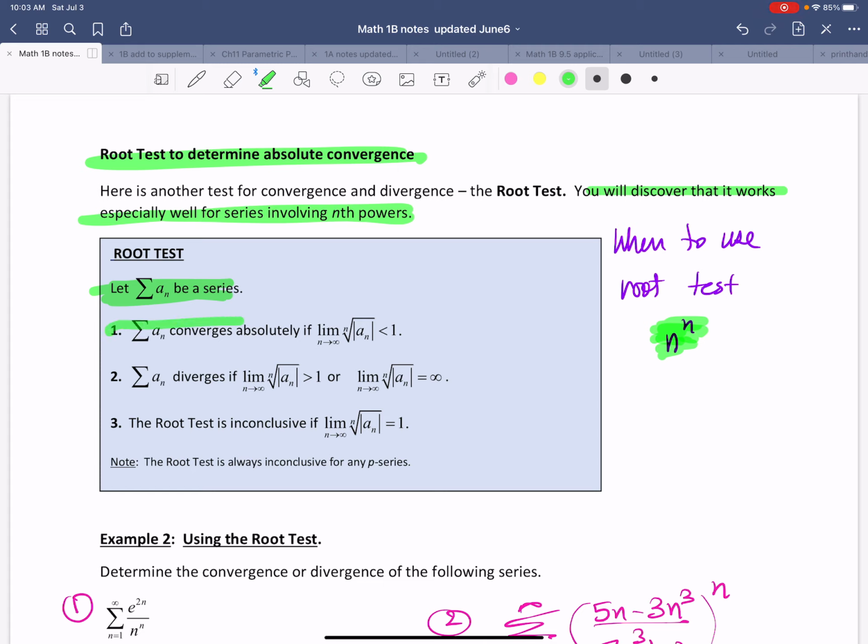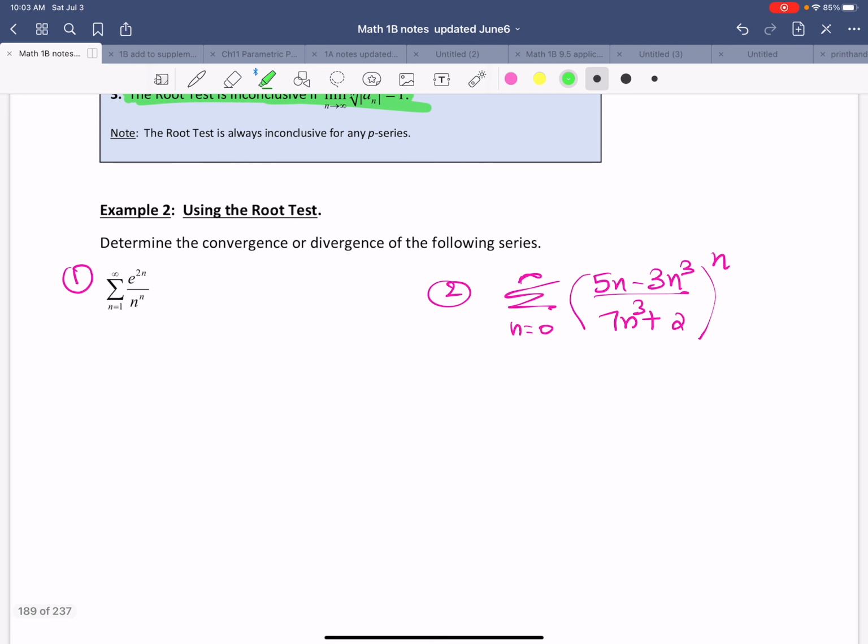So here, the series of a_n converges absolutely if the limit as n goes to infinity of the nth root of the absolute value of a_n is less than 1. The series diverges if the limit as n goes to infinity of the nth root of the absolute value of a_n is greater than 1, or the limit is equal to infinity. The root test is inconclusive if the limit turns out to be equal to 1. Okay, let's see examples of the root test.